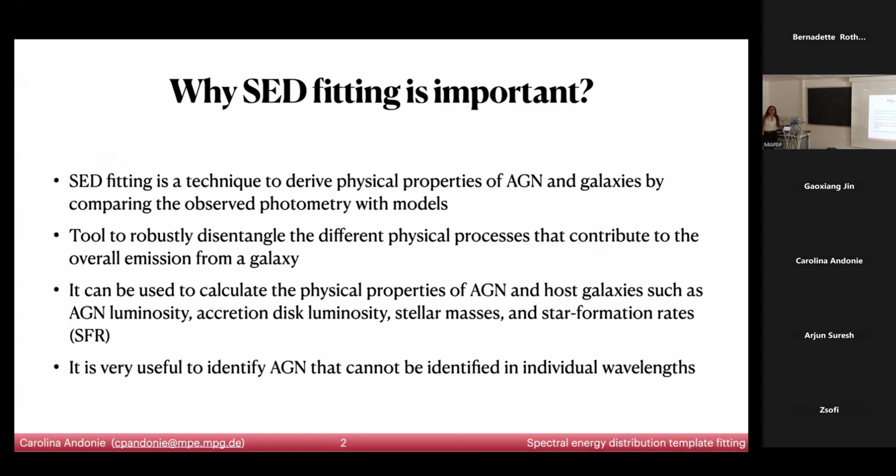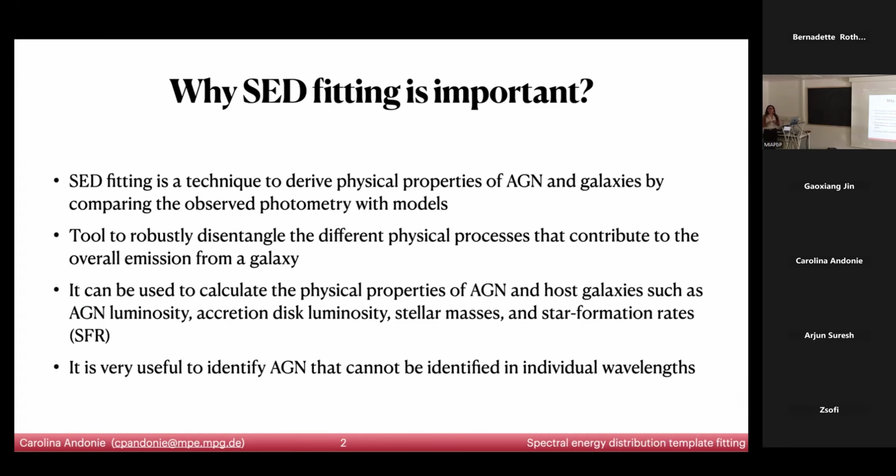SED fitting is important for several reasons. First, it allows us to disentangle the different physical components that contribute to the overall emission of a galaxy, like AGN emission versus star formation emission. It can then be used to calculate the physical properties of AGN and galaxies, such as the AGN luminosity, accretion disk luminosity, stellar masses, star formation rate, but also, if we want to go into more detail, the dust temperature, etc.